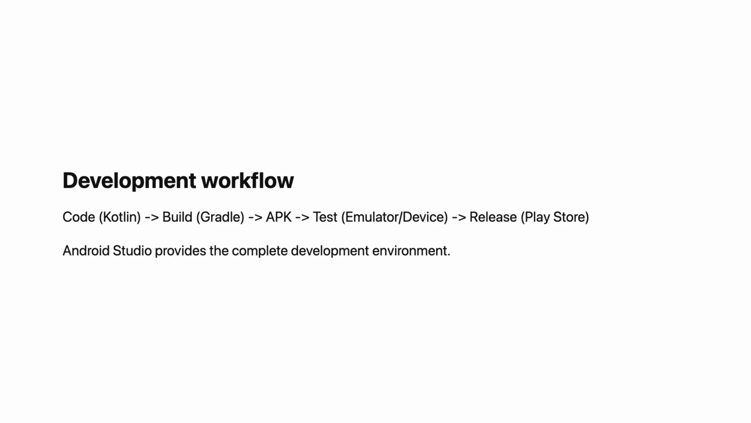Android development uses Android Studio. You write Kotlin code. Define UI in XML or Compose. Configure the build with Gradle. Build produces an APK or app bundle. This contains your code, resources, and manifest. Install on a device or emulator for testing.